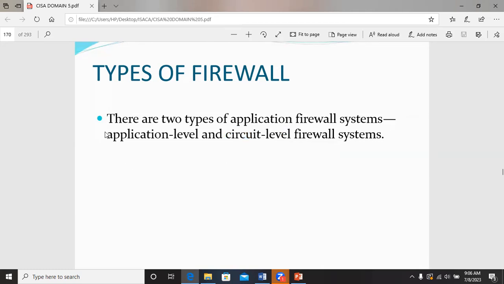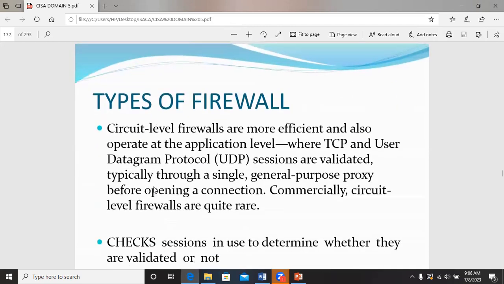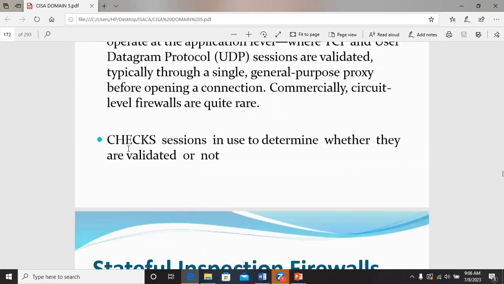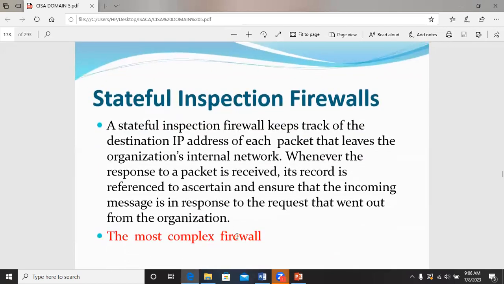Application level firewall can look at the protocols you are using and say, no, this protocol is not allowed here. Drop it. Like I said, the circuit level firewall checks sessions to determine whether they are validated or not. Then you have another firewall which is called stateful inspection.